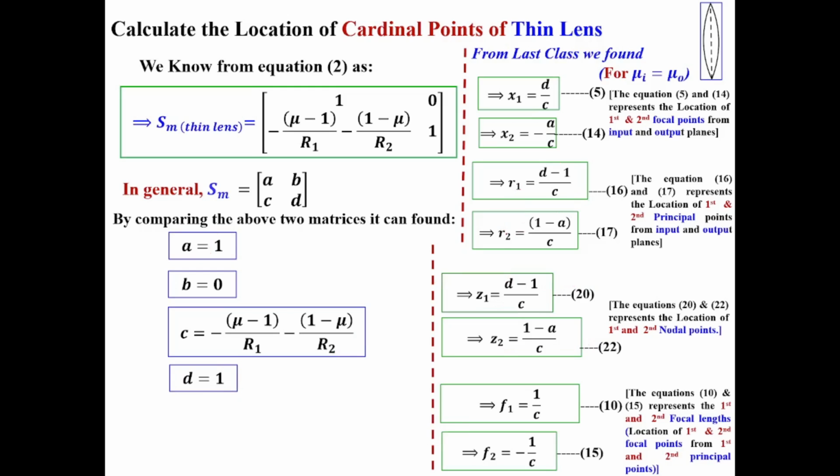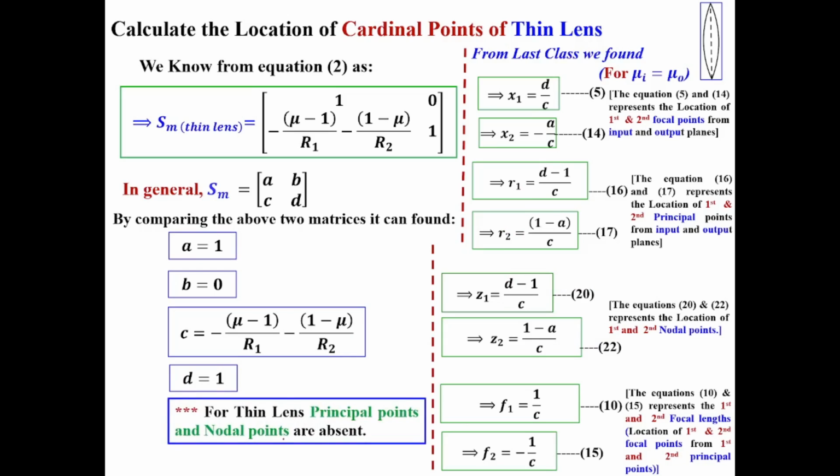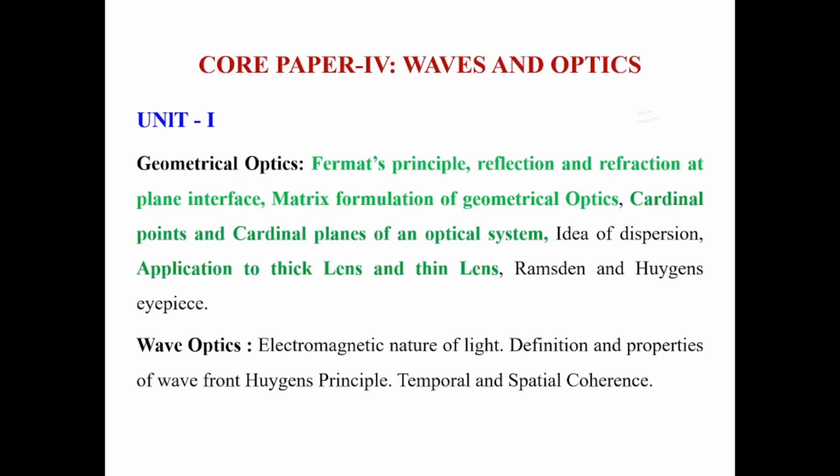So here we concluded that for a thin lens, principal points and nodal points are absent. We cannot find principal and nodal points for a thin lens, but for a thick lens we can find the principal points and nodal points. These 4 points are absent in a thin lens. So this is all about the system matrix of a thin lens and the location of the cardinal points of a thin lens. So here I'm going to stop this class.